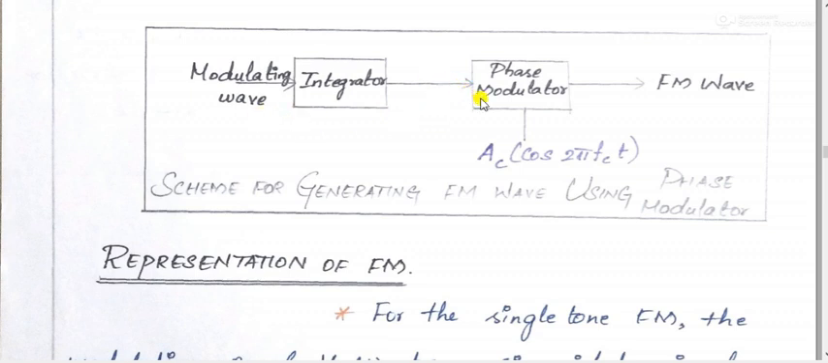Again, it is given to the phase modulator. The phase modulator adds the two signals: Ac cos omega ct, or 2 pi fct, plus sin omega mt. Suppose it is sin omega mt or cos omega mt, it is added by using that phase modulator. So the phase or frequency of the carrier signal is varied with respect to the modulating signal, and that is called frequency modulation. So the FM wave is generated by using the modulating signal as well as the carrier signal.